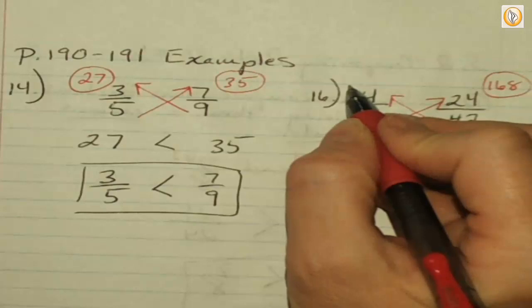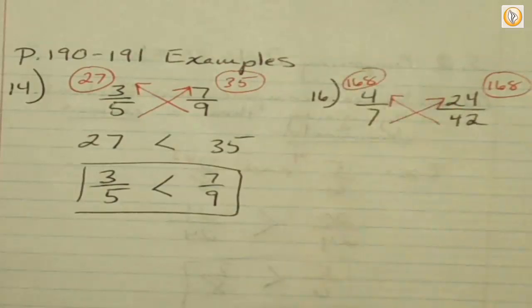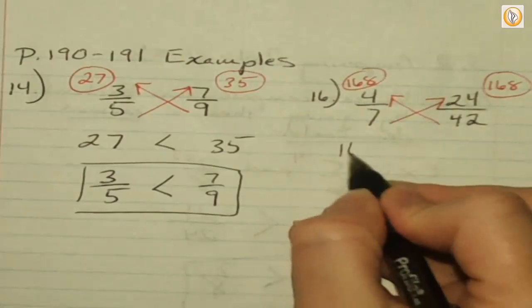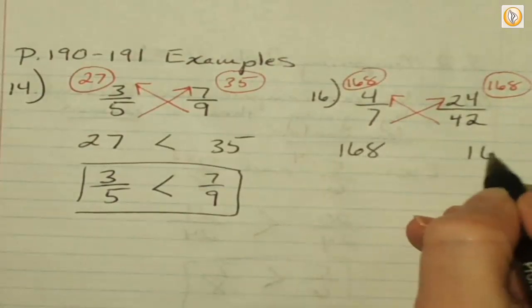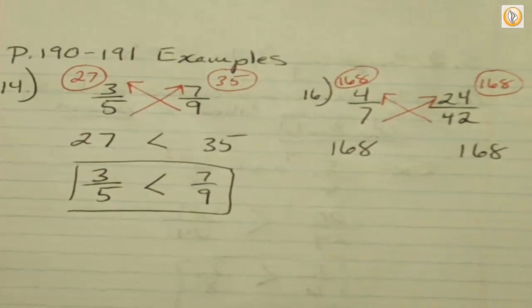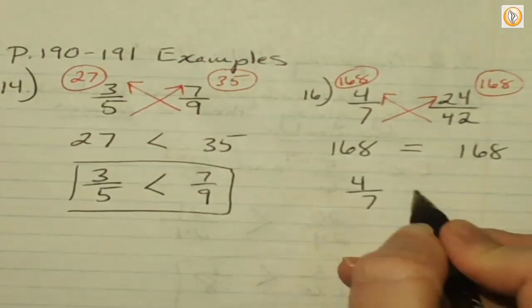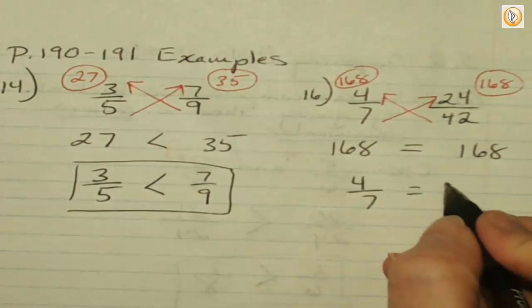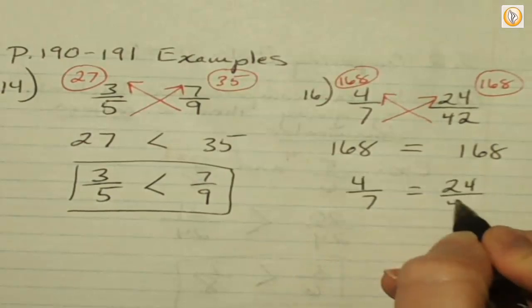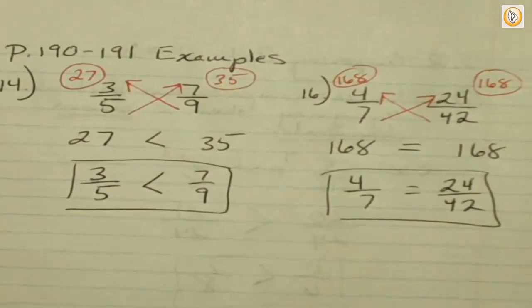So, what do you get? 168. Check that out, guys. Hold on. 168 on that side, 168 on that side. So, Gabby, what would you put here? That's right, equals. So 4/7 is equal to 24 over 42. Now, there's something else that you could do.